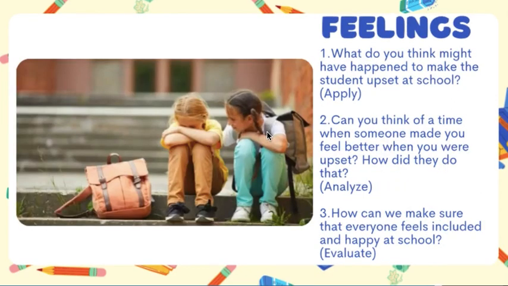Next is a picture of a girl feeling sad and talking about feelings at school. What do you think might have happened to make the student upset at school? This is applying. Can you think of a time when someone made you feel better when you were upset? How did they do that? This is analyzing. How can we make sure that everyone feels included and happy at school? This is evaluating.